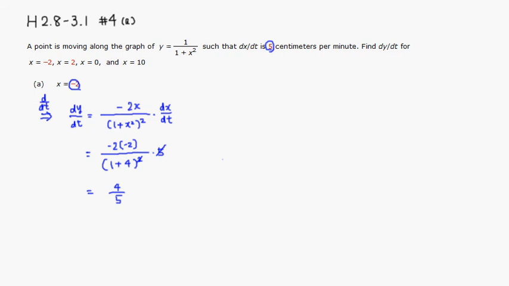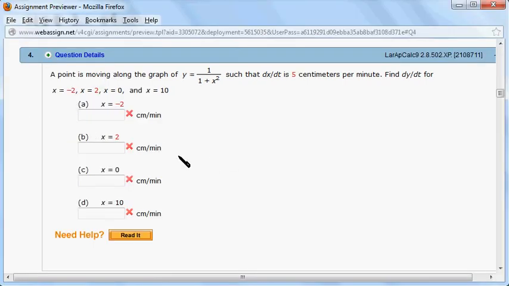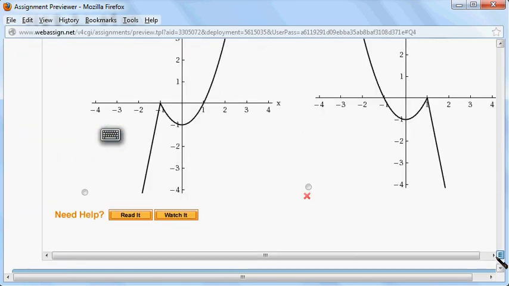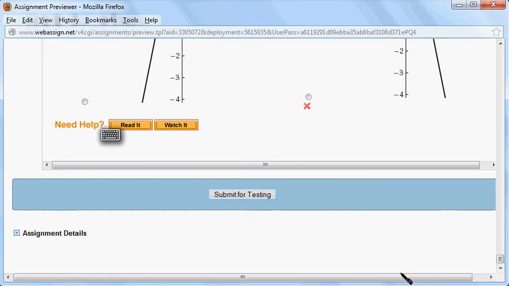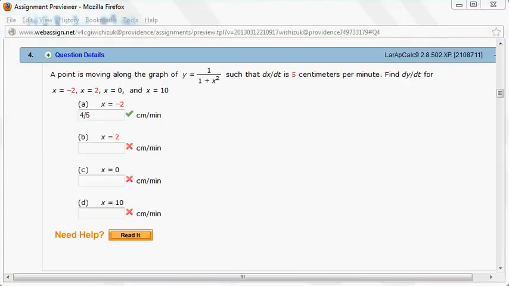So let's check that. The answer is 4/5. Let's check the answer. Submit for testing. Okay, it came back and we got part A correct. And you can do other parts very similarly. All right, that's it. I hope that this was clear.